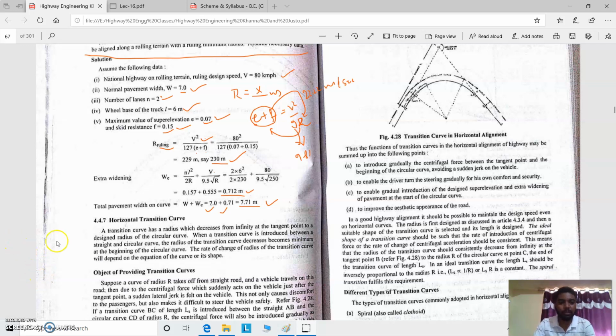Welcome students. Till last class we have discussed the horizontal curves that are used to provide super elevation, and in horizontal curves an extra widening is provided.